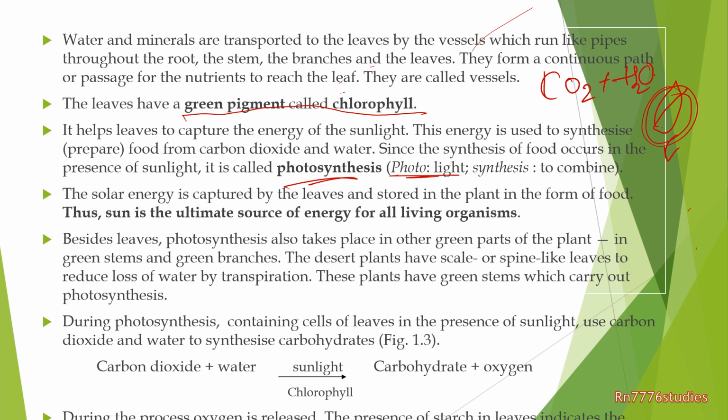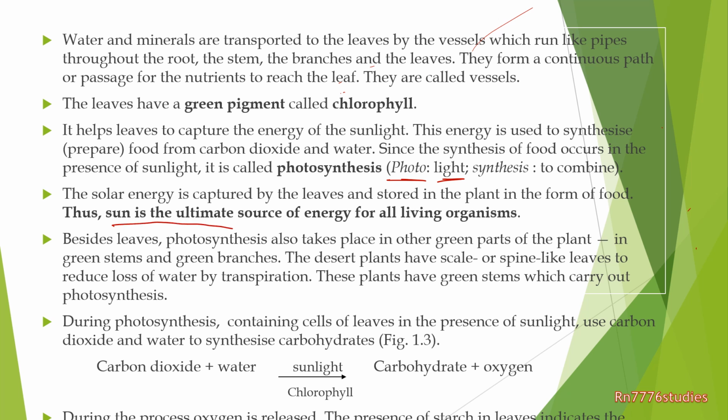See, I said photo is light, synthesis is to combine. So photosynthesis means in the presence of light the plants are going to prepare food, not you people. Basically the plants are going to prepare the food. Next, the solar energy is captured by the leaves and stored in the plants in the form of food. In the presence of sunlight, in the form of food, the sun is the ultimate source of energy for all the living organisms.